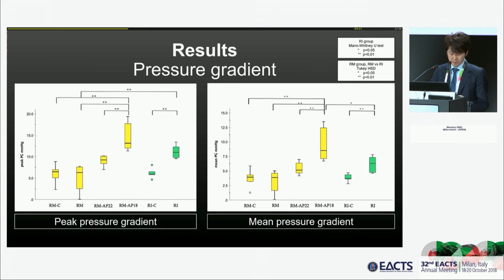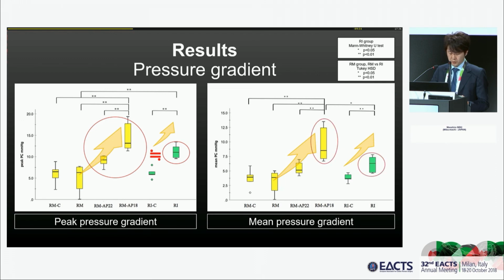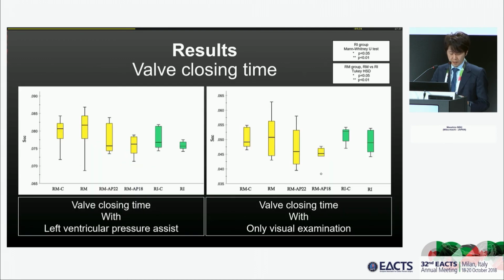Peak and mean pressure gradient elevated after additional ESA and reimplantation. Peak pressure gradient was comparable between the ESA groups and reimplantation, while a higher mean pressure gradient was observed for the ESA 18 millimeter group compared to the reimplantation. Valve closing time decreased slightly after ESA. However, statistical significance was not observed.